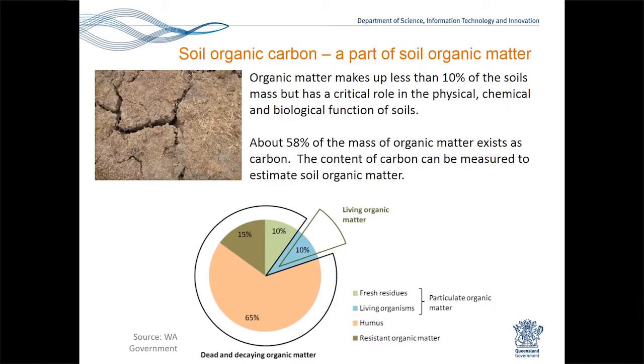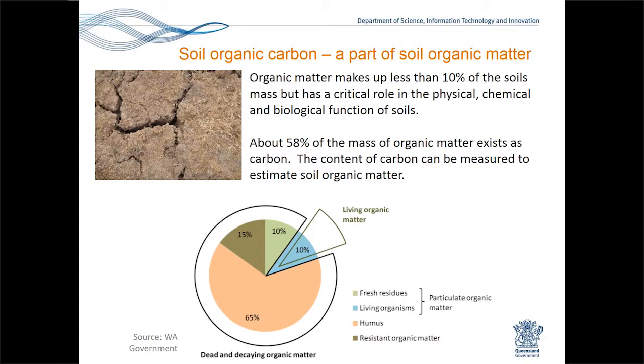When you think about soil organic carbon, really it's just a measure and forms part of soil organic matter. And this has been happening for many years in your landscapes. You've been referring to how much organic matter you've got in your system. Carbon is just a part of that. So it's less than 10% of actually the mass of that soil, but it plays a really critical role, especially out here when you've got some of those finer textured soils. That surface soil can really make a difference to the productivity of your pastures, for example. And so it has a really critical role in the physical and chemical and biological functions of those soils. So almost 60% of that organic matter exists as carbon.